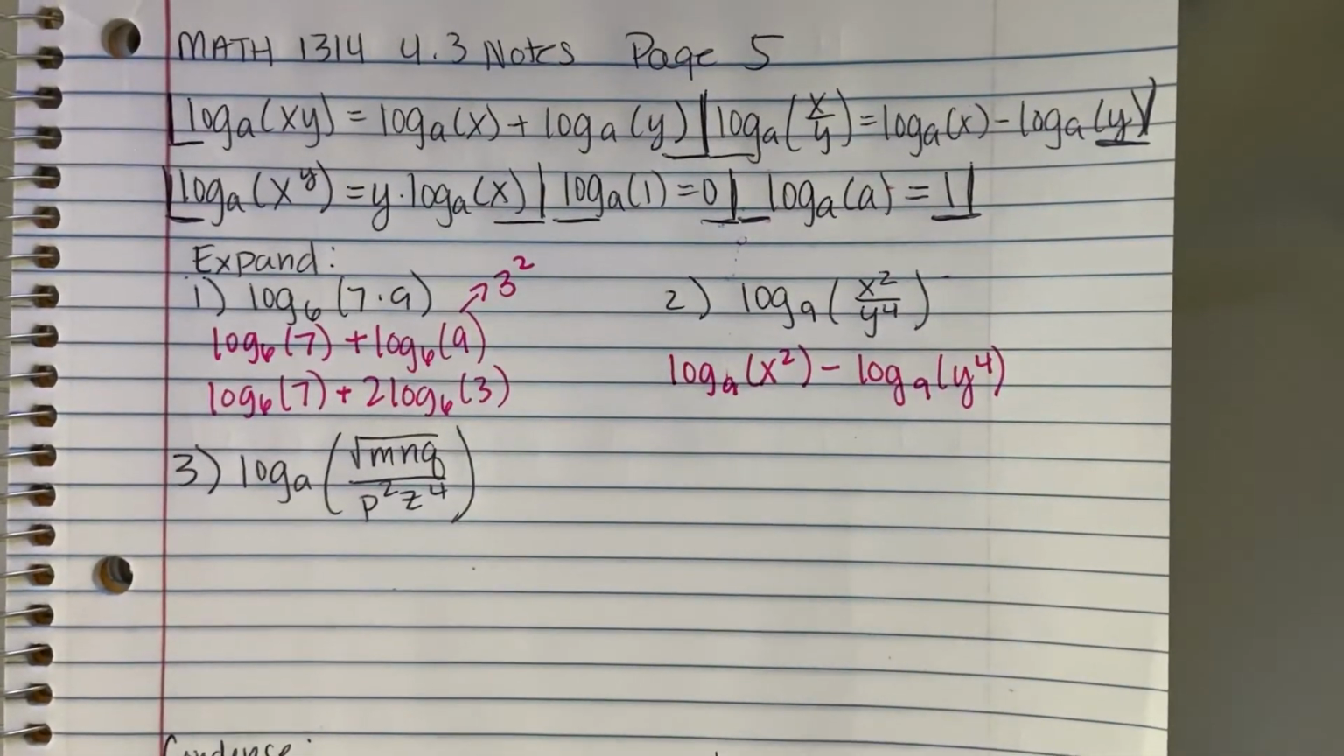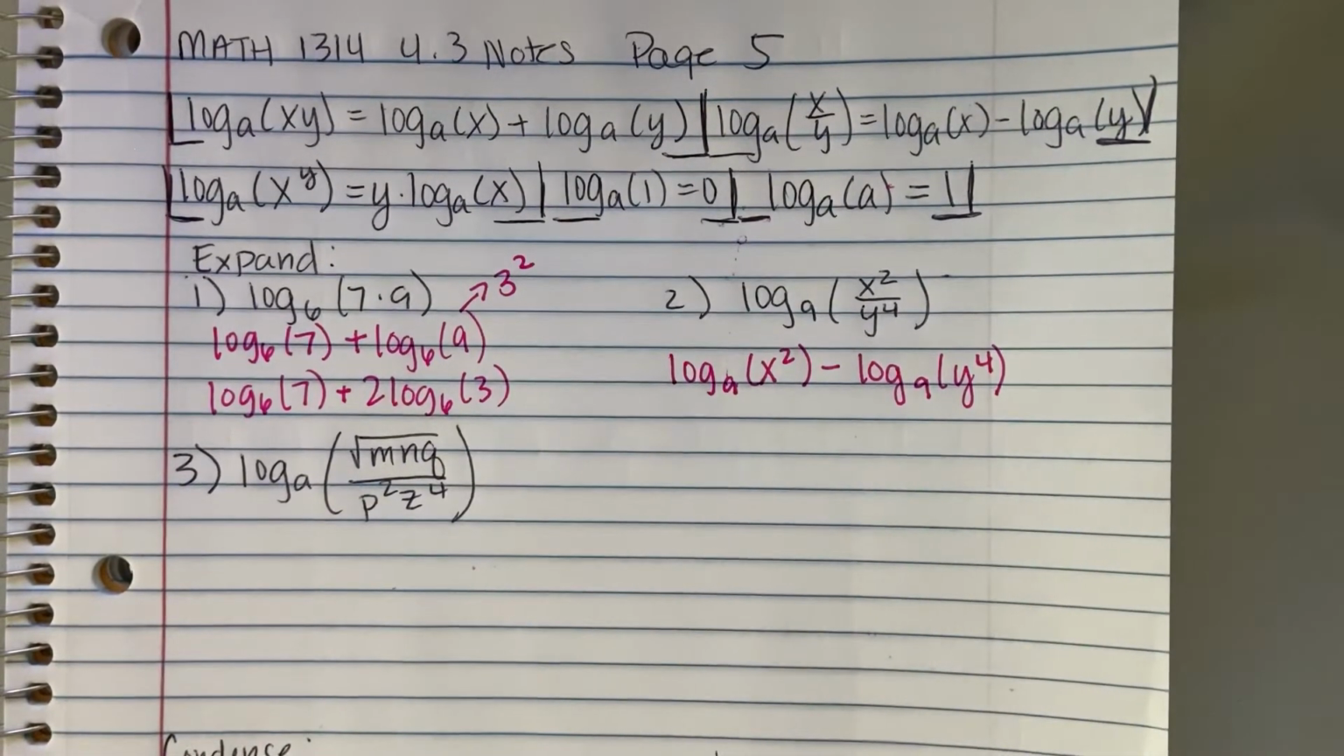Generally speaking, if you have a big set of fractions, like number 3, anything in the numerator will have a plus or a positive in front of it. Anything in the denominator will end up with a negative in front of it.